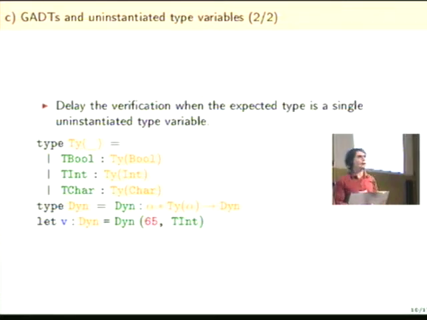The introduction of non-instantiated type variables will change the order of traversal, because we are not able to check a value when the expected type is a non-instantiated variable. So in this example, for the pair value, we have first to check the second value to instantiate the type variable into int, before we check that 65 is compatible with int.